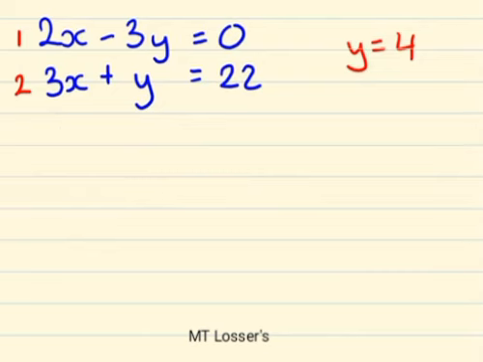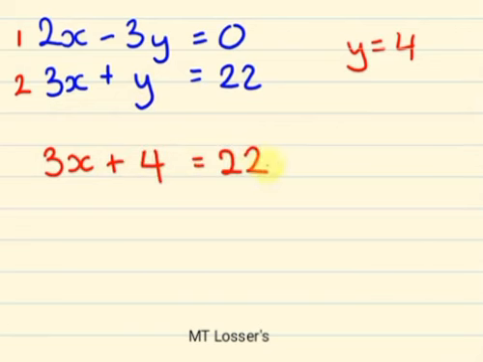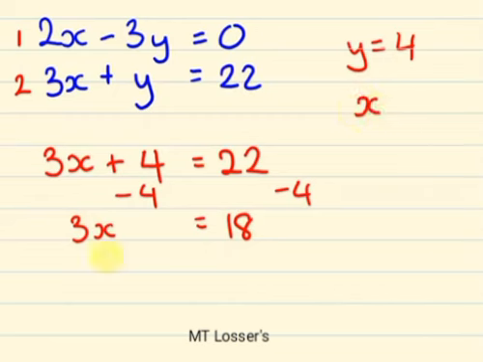Okay, so what we get is this. And so we substitute these values in. Now I'm going to do equation 2 here. So we end up with 3x plus y, so y is 4, and it equals 22. So taking 4 off both sides, we take 4 off here, we can take 4 off here. We end up with 3x equals 18. So x equals 6.